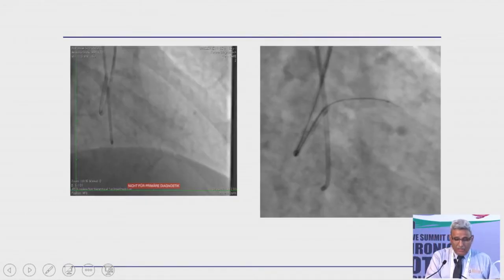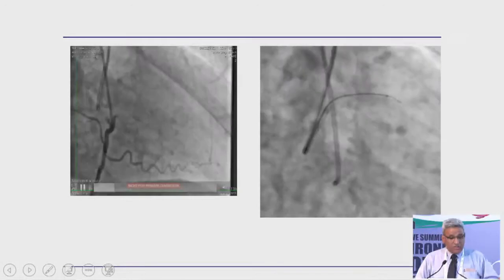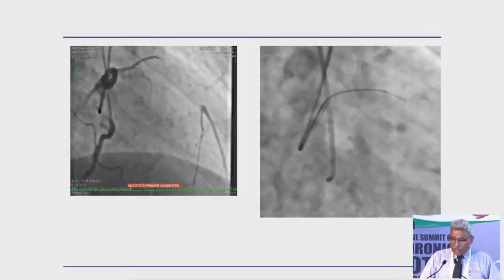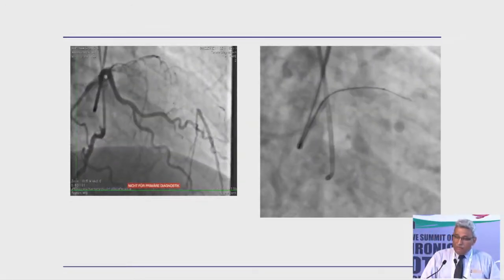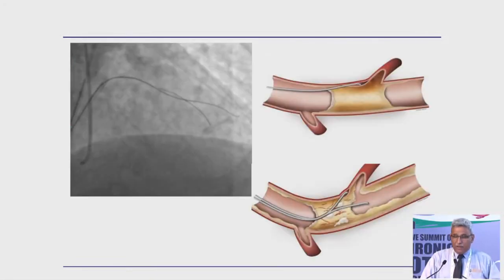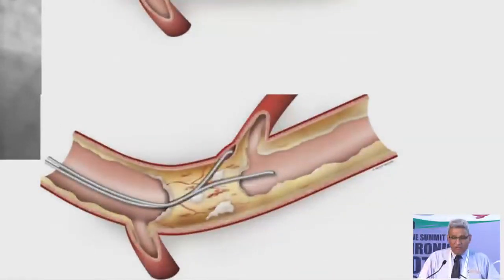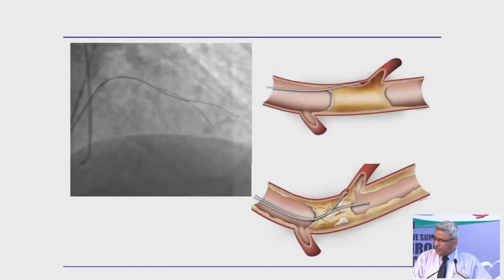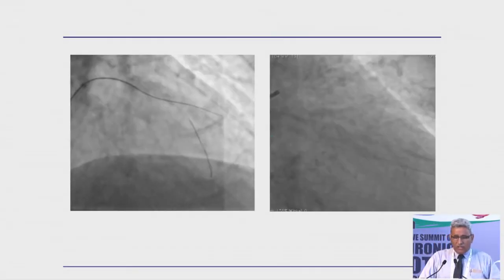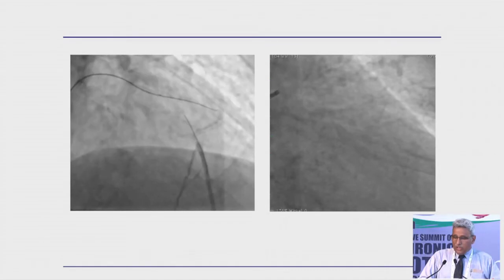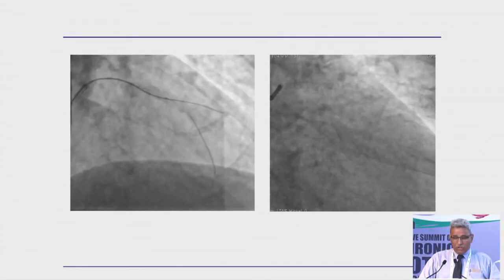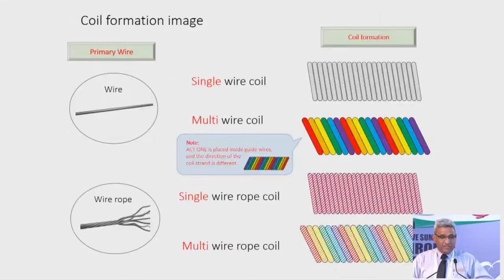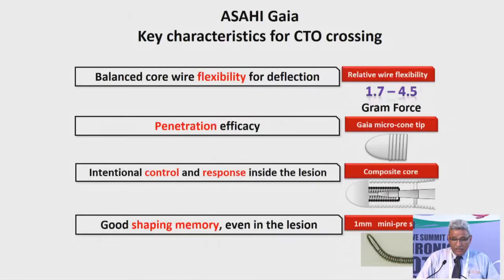So here is a patient who actually has a LED stump CTO, which by careful manipulation, by taking a Gaia second as our primary wire, we could actually cross. And when we had to use the parallel wire technique, we could use a second wire, which is actually a Gaia third, and we could cross the lesion and get success. The advantage of the Gaia wire obviously was that we had balanced core flexibility, penetration efficacy, intentional control and response, and good shaping memory.